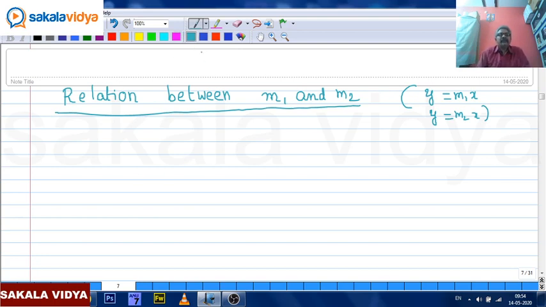So first of all, first point, say m1 is equal to tan theta 1 because theta 1 is the inclination of the first line, m2 is equal to tan of theta 2. This is one relation. That means if the inclination of the first line and the inclination of the second line are given, then we can say m1 is equal to tan theta 1, m2 is equal to tan theta 2.